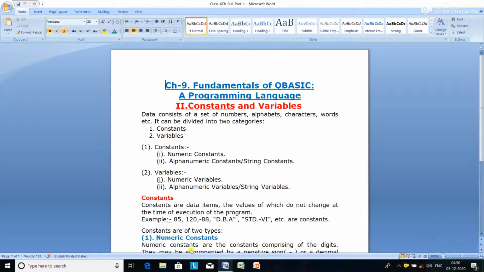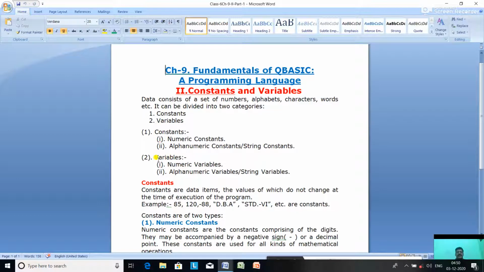In our previous class, we discussed that data consists of a set of numbers, alphabets, characters, and words, and it can be divided into two categories in QBasic: constants and variables. Again, constants can be divided into numeric constants and alphanumeric constants or string constants. The same way, variables can be divided into two: numeric variables and alphanumeric variables or string variables.